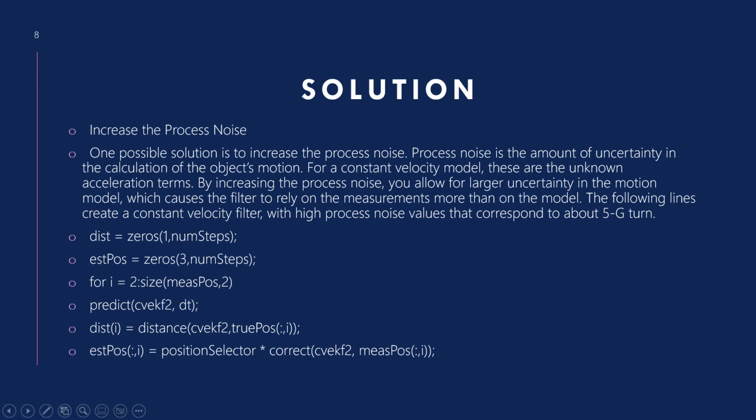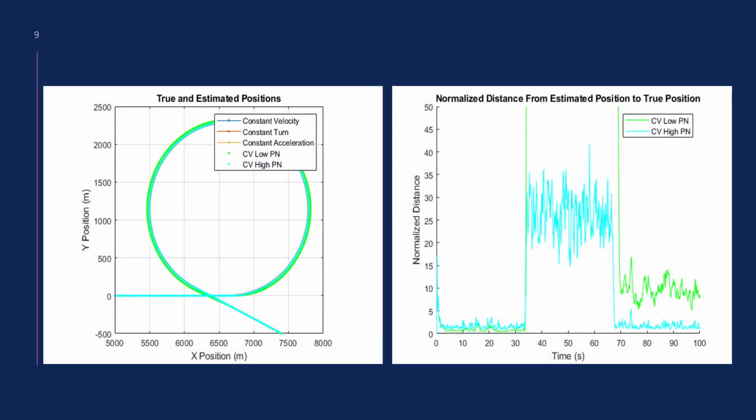The following lines create a constant velocity filter with a high process noise value that corresponds to a 5G turn. So we use the distance and zero it from 1 to the number of steps. We use estimated position and do the same thing. And once again, we utilize another for loop that makes it predict where it's supposed to be. Rather than just looking at the model, it's going to rely more on the measurements of what it should be at so that it can calculate the exact position.